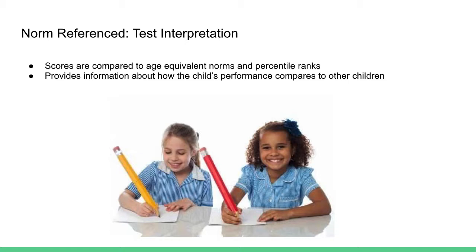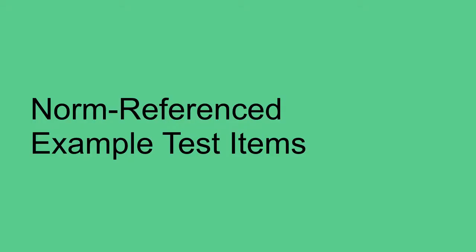Scores for the norm reference test are compared to age equivalent norms and percentile ranks. This information can be used to compare the child's performance to other age-matched peers. Finally, here are some test items that you may see in each section of the norm reference DELV test.